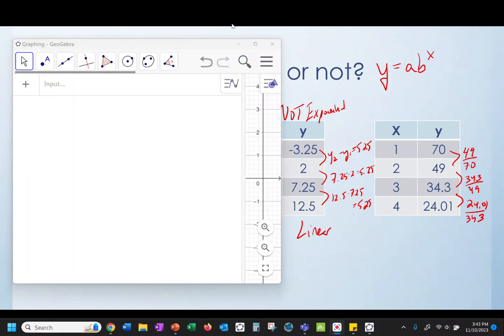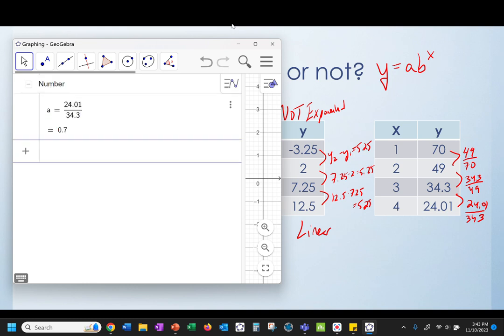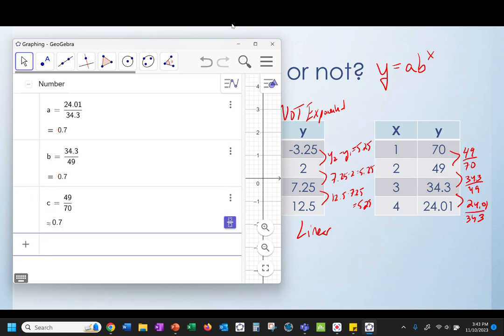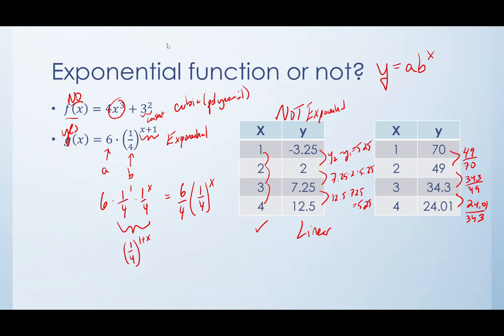All right, so I've got my little GeoGebra calculator here, and I'm going to calculate all of those ratios real quick. So 24.01 over 34.3, we see is 0.7. 34.3 over 49, also 0.7. This is looking pretty promising here, right? And 49 over 70, also 0.7. So since our ratios are all the same, the ratios all equal 0.7. Therefore, the second table is exponential, right?